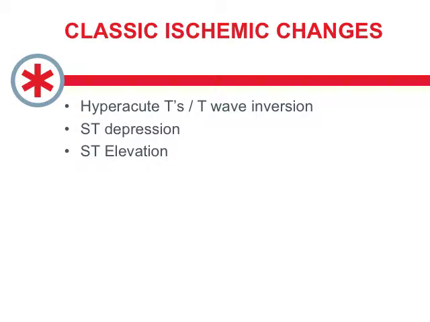So really, the classic findings of ischemia on the ECG fall into three broad categories. The first of which are your acute T wave changes, and these are really your hyperacute T waves and your T wave inversions. Following that, if your ischemia gets worse, you start to get some ST depression and, of course, the ever famous ST elevation MI. So that's kind of your gradation of ischemia that we're going to find on the ECG.